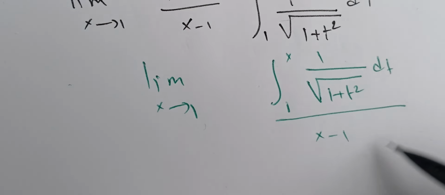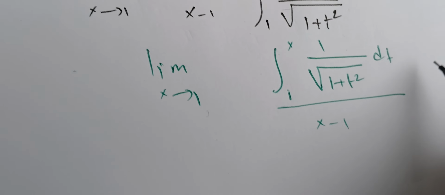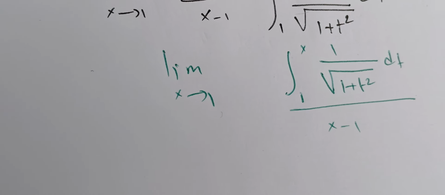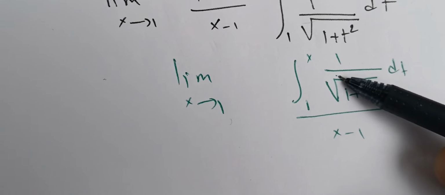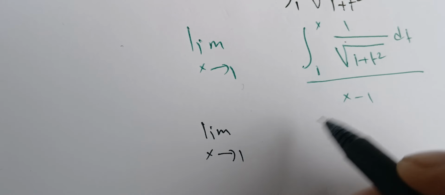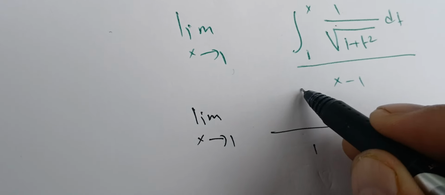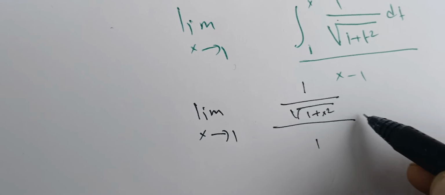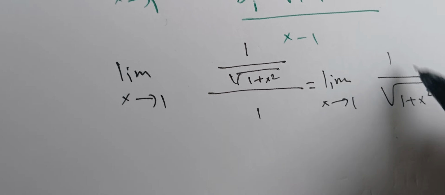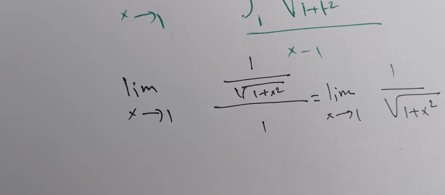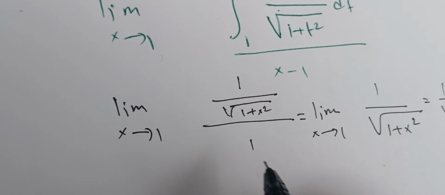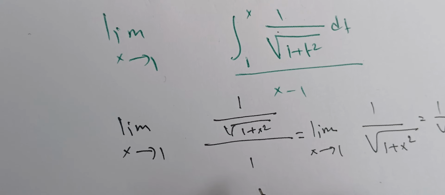This reminds us of L'Hopital's rule, because we have 0 over 0. Using the fundamental theorem of calculus, we can take the derivative of this integral over this function here, and therefore we have the limit as x goes to 1 of, so this is just 1, and here we're going to have 1 over the square root of 1 plus x squared. This gives us the limit as x goes to 1 of 1 over the square root of 1 plus x squared, which has a limit, and therefore we can plug in 1 and we get 1 over the square root of 2. Therefore this is our limit. So this is a quick way of rewriting this ratio.